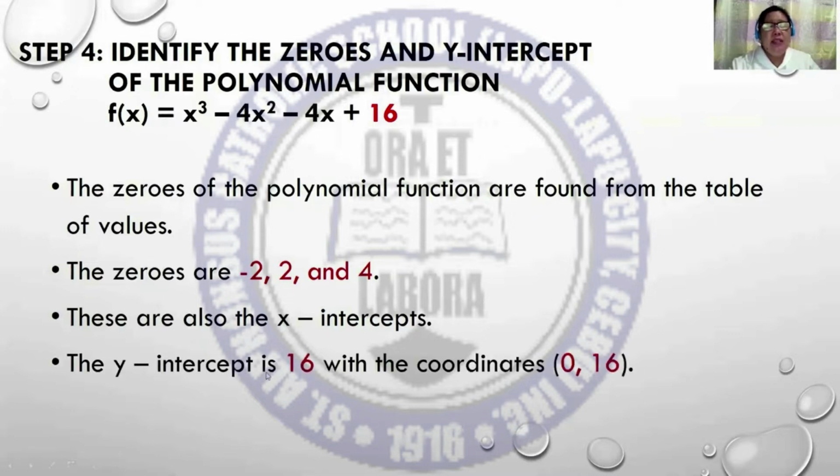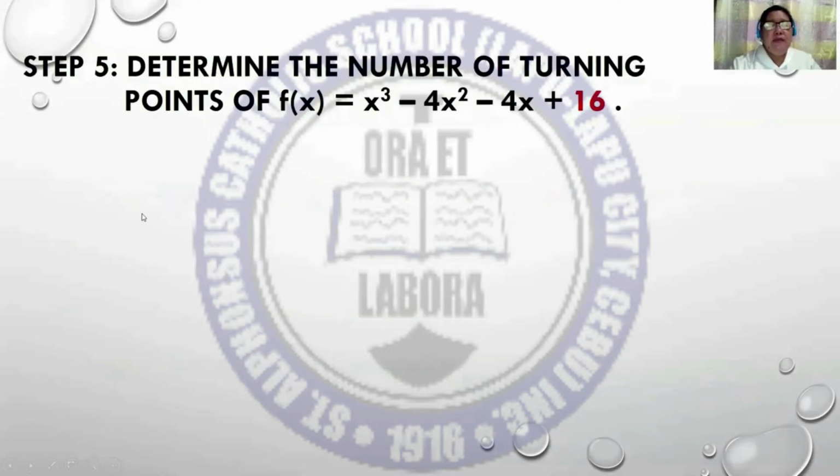And the y-intercept is 16 with the coordinate 0, 16. If you will substitute 0 to every x in the polynomial, the result is 16. Or simply take the value of the constant, and that is the value of the y-intercept. Step 5.